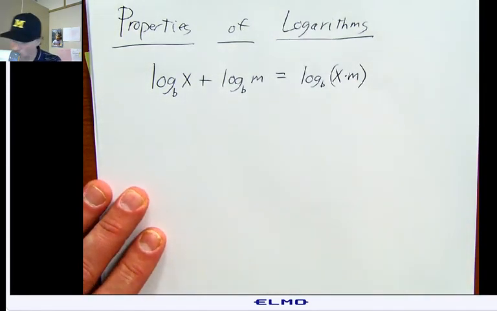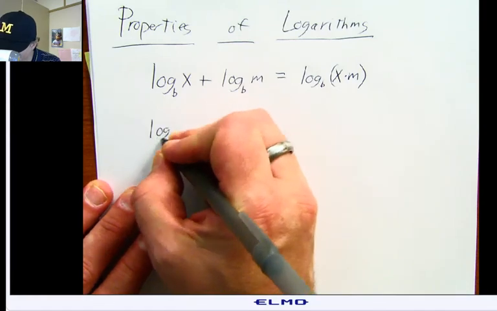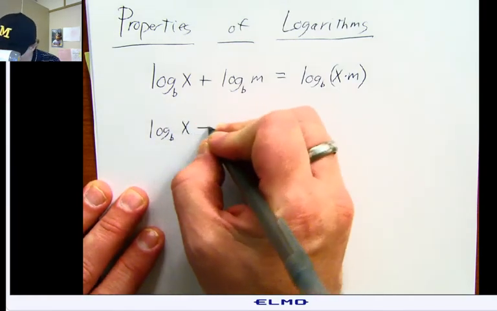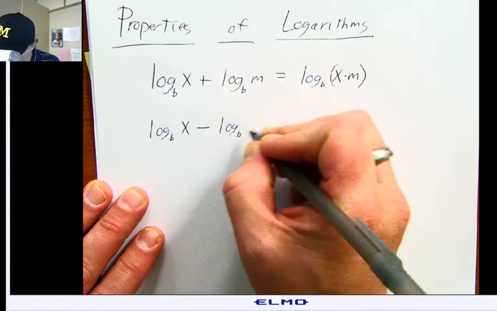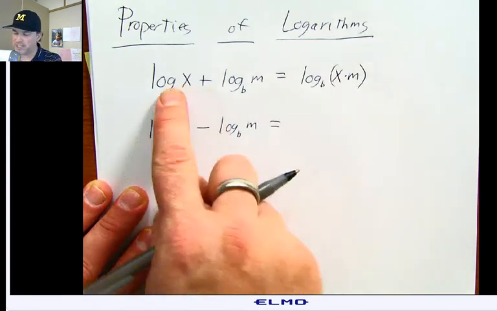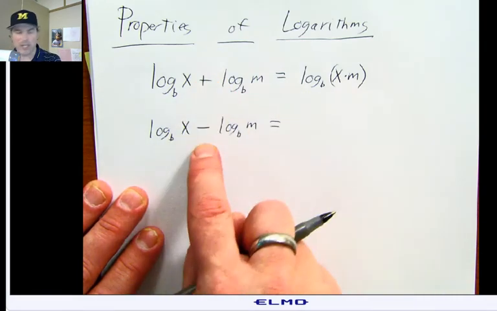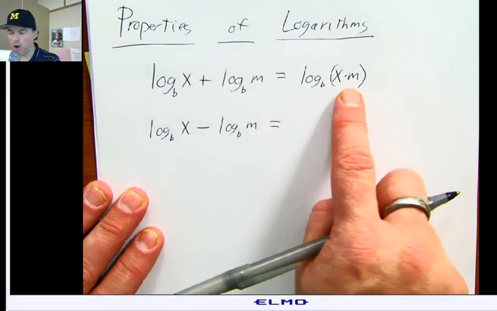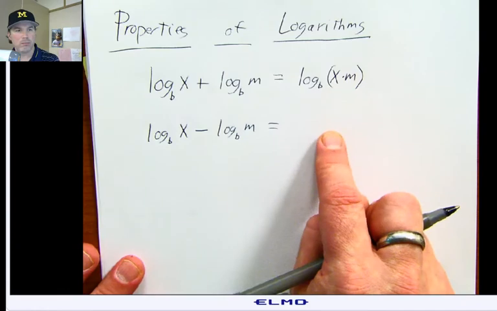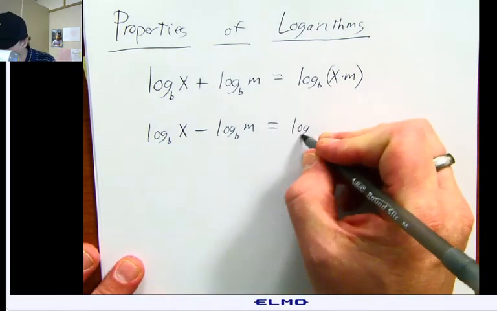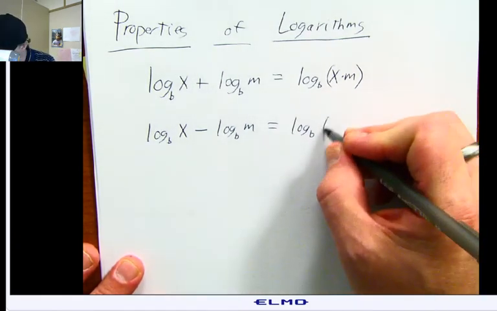Then there was the subtraction property. If you have log base b of x minus log base b of m, well, same type of idea. If you're adding, you're multiplying. The opposite of adding is subtracting, so the opposite of multiplying is dividing. So this would be log base b of x over m.